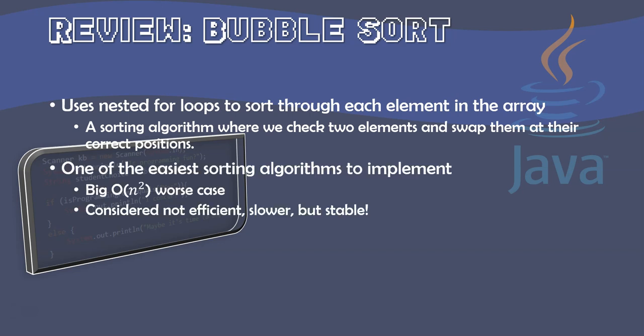This is one of the easiest sorting algorithms to implement because it's just two nested for loops. However, it does have a big O of n squared for a worst case runtime, which makes it a pretty inefficient algorithm. It's also considered to be pretty slow because you have to go through each and every single pair, and then as soon as you're through that first row, you have to go back and check it again for the next row, etc.